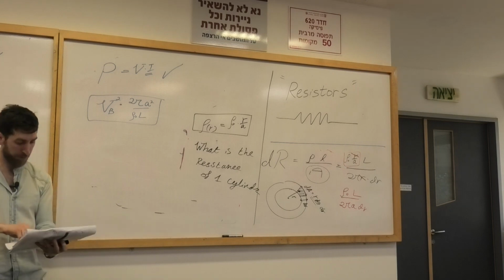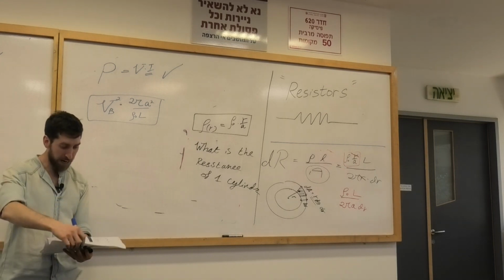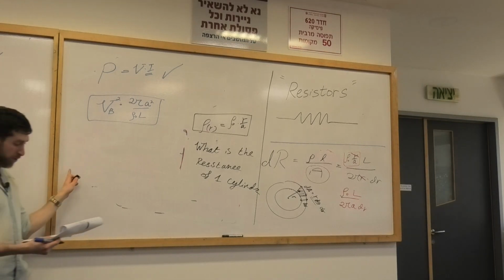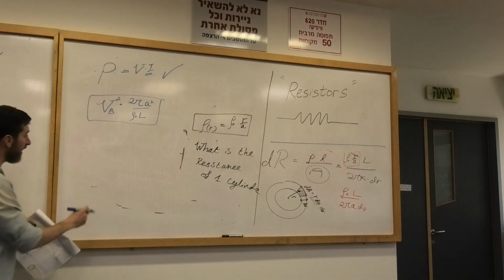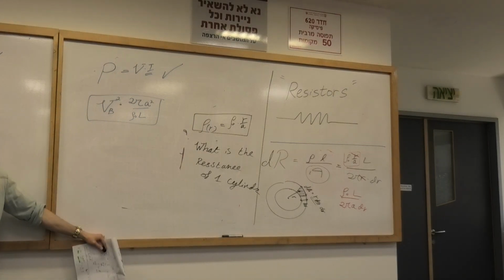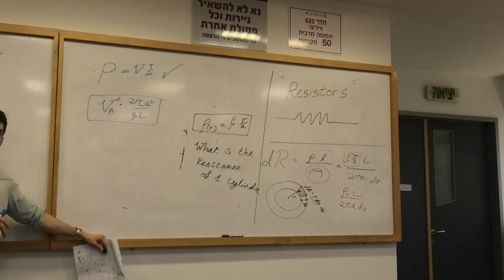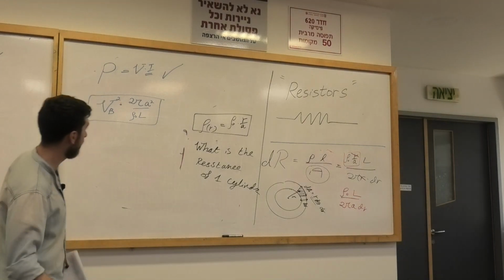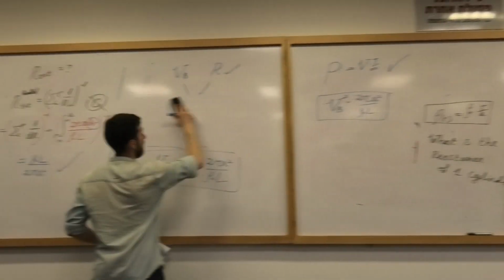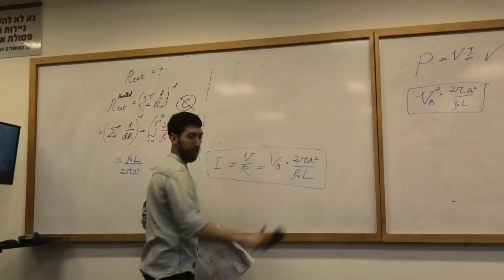Okay? Cool? Great. The last question I want to ask you is, what is the current density in each cylinder? Let's say, what's the current and what's also the current density. Okay? So I'm going back here, so let's see what's happening.